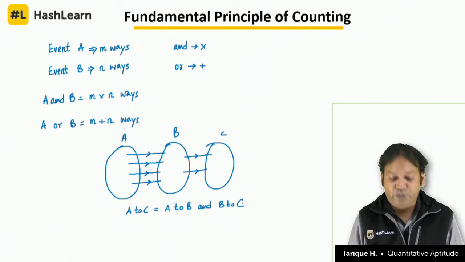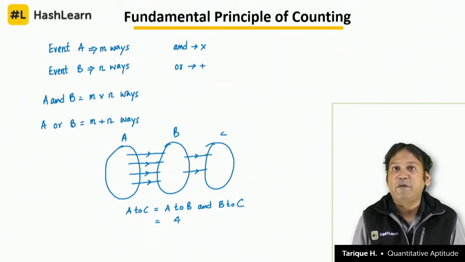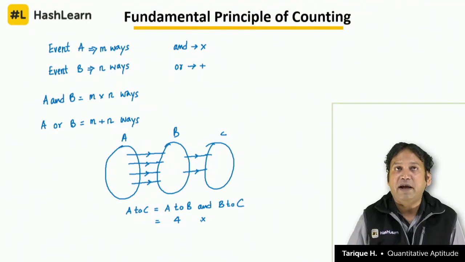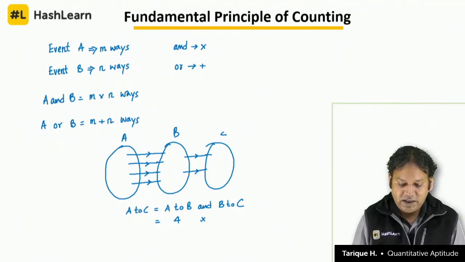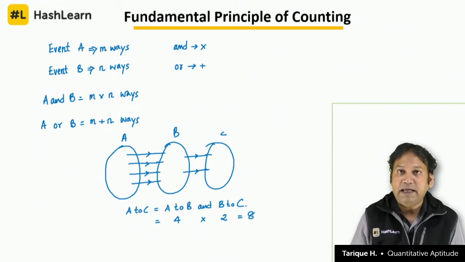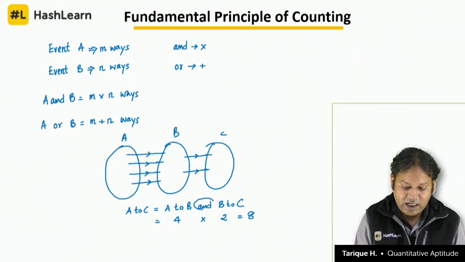First he will go from A to B. So how many ways are there to go from A to B? There are 4 ways of going from A to B. And means multiplication. So we are doing them one after the other. And then he will go from B to C. How many ways are there to go from B to C? There are 2 ways. The total how many ways are there? 4 into 2, 8 ways. You can see number of ways of going from A to B multiplied with the number of ways of going from B to C, because we have the word and in between.